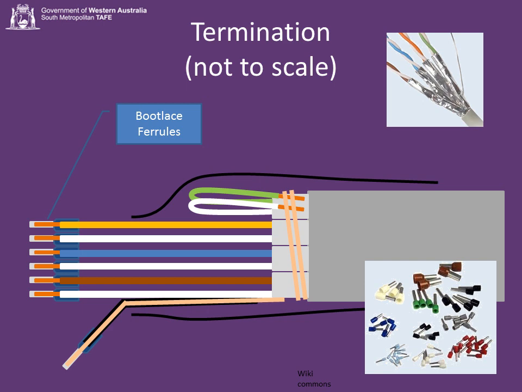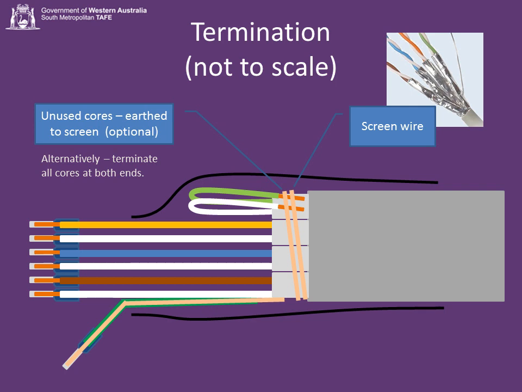Unused cores should be dealt with before you finish off the bare core, which is going to be the screen. What you do is loop it round a couple of times. You also tuck any unused cores into that so that they're earthed. The reason you do this is so that they don't become bare conductors, they don't become antennae, picking up interference and adding to capacitive coupling. So the screen wire is wrapped round and unused cores are earthed.